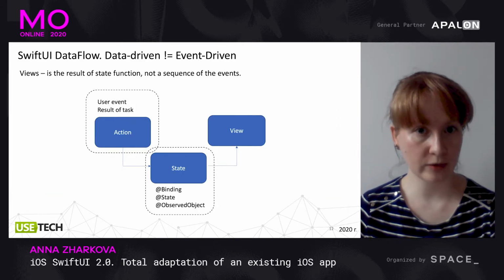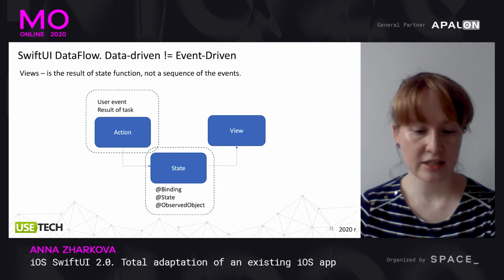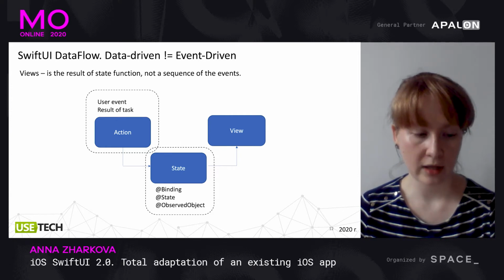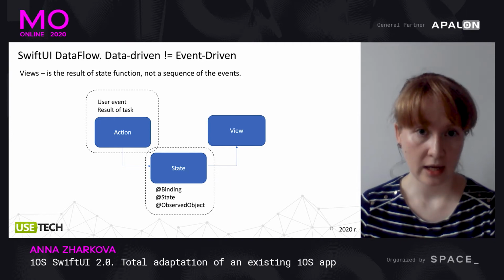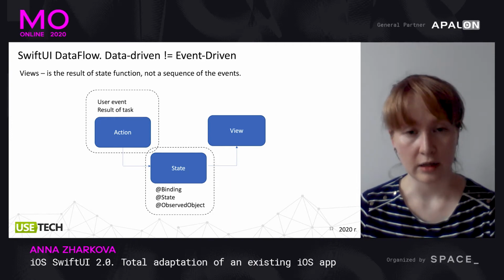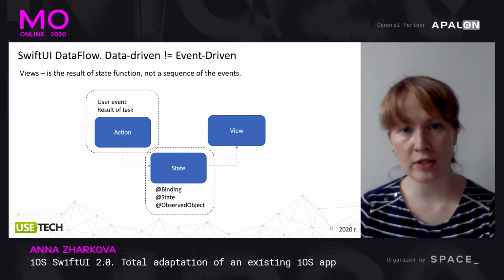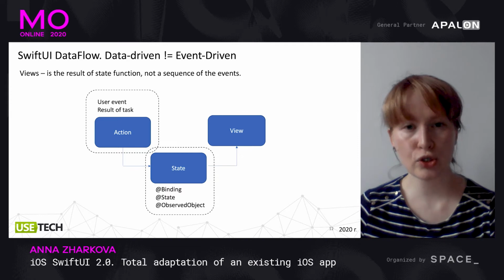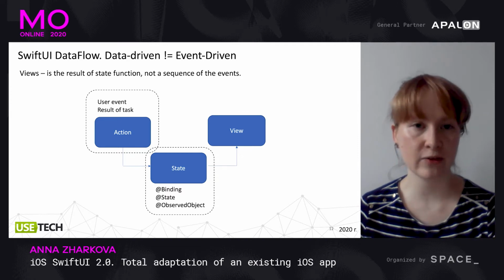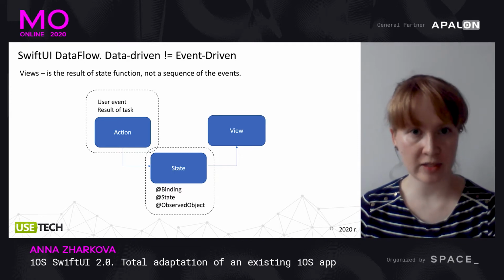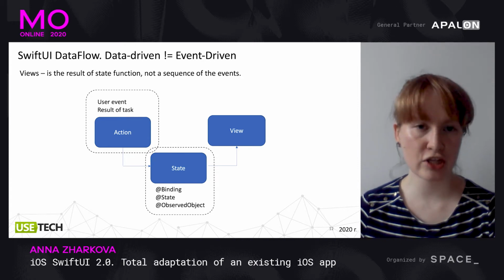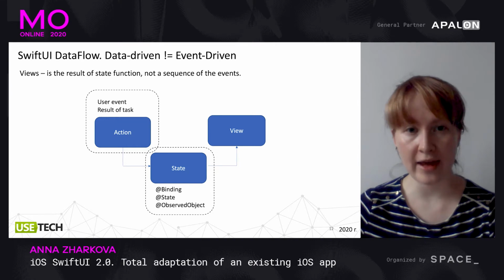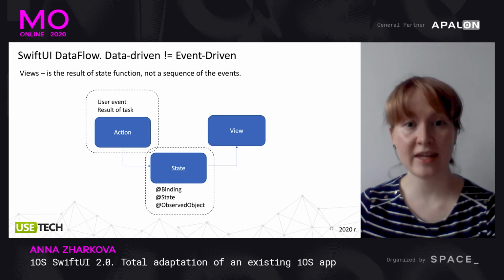Also, we should talk about its data flow. It is not a sequence of events anymore. It is just the result of a state function. So the event, the user interaction, is not changing some properties of your view directly. It should change the value of a specific property with a specific modifier, and your view should listen to the changes of this property, and then your view will change some of its properties.